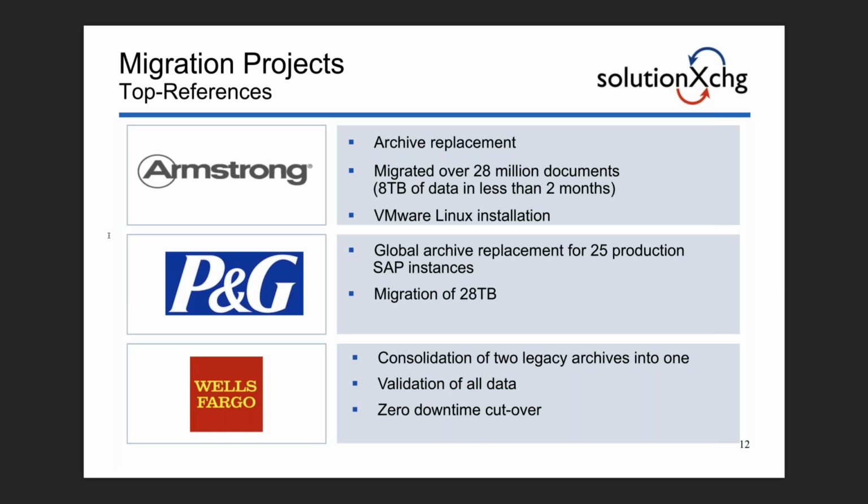We've worked with Procter & Gamble, managing their global archive, replacing that content management solution for 25 production SAP instances with an upgraded solution. In total, Procter migrated 28 terabytes of data. And for Wells Fargo Bank, we consolidated 2 legacy archives into one newly installed archiving solution, validating all the data, ensuring that documents were brought over, and we clearly marked with our technology the documents that could not be brought over, all that with zero downtime during cutover.